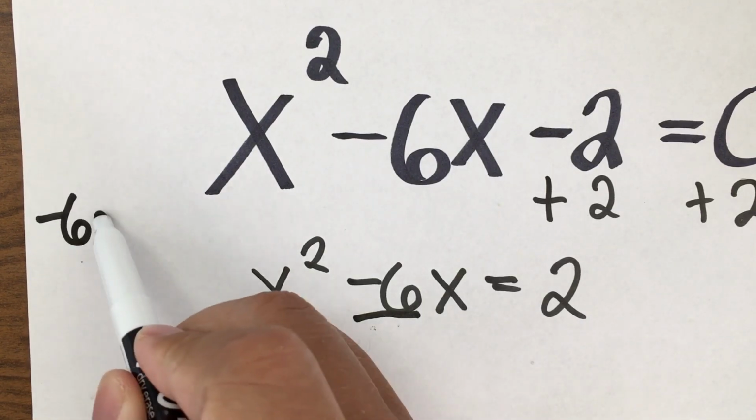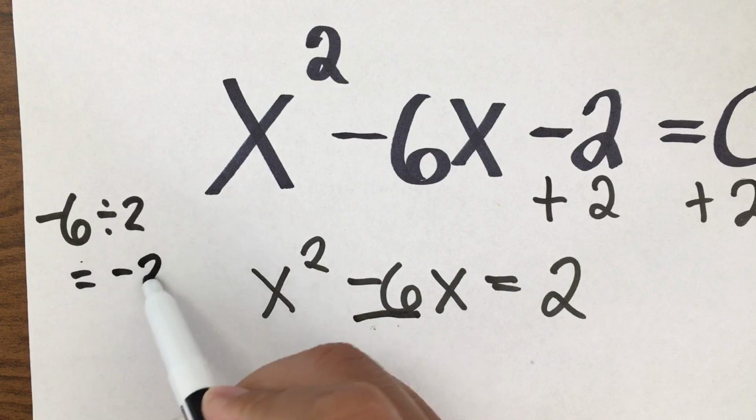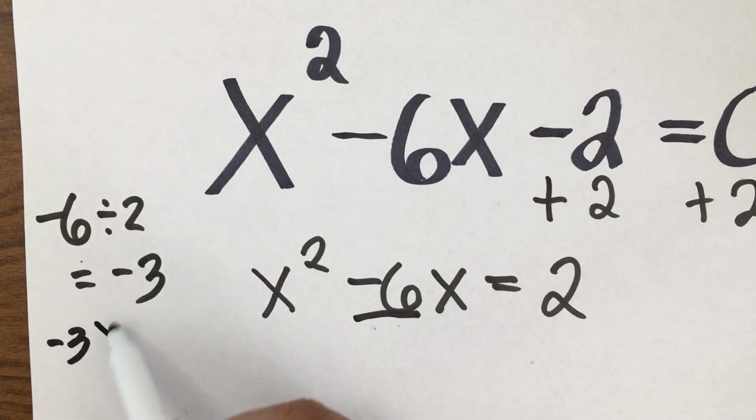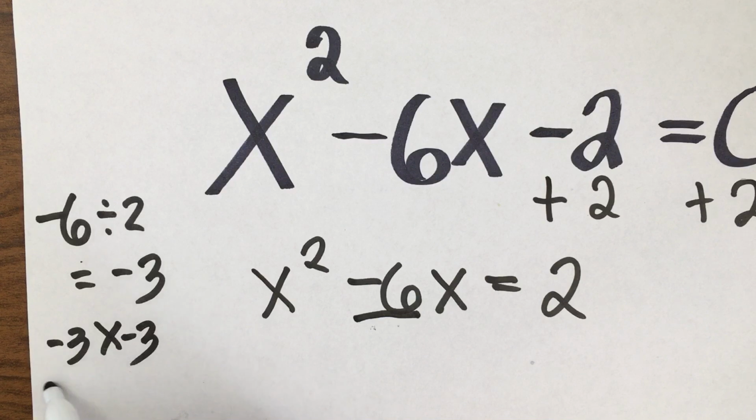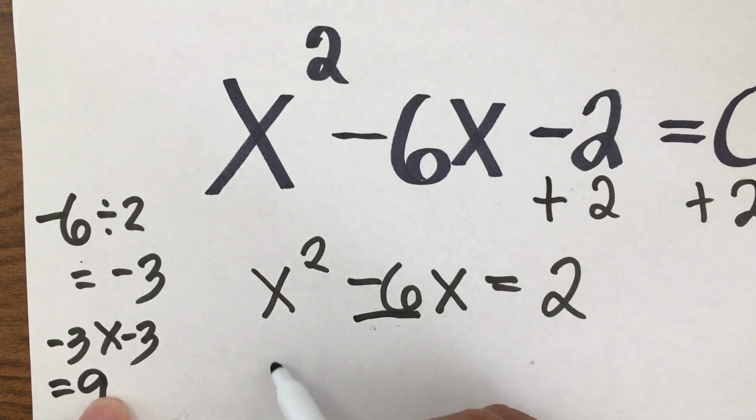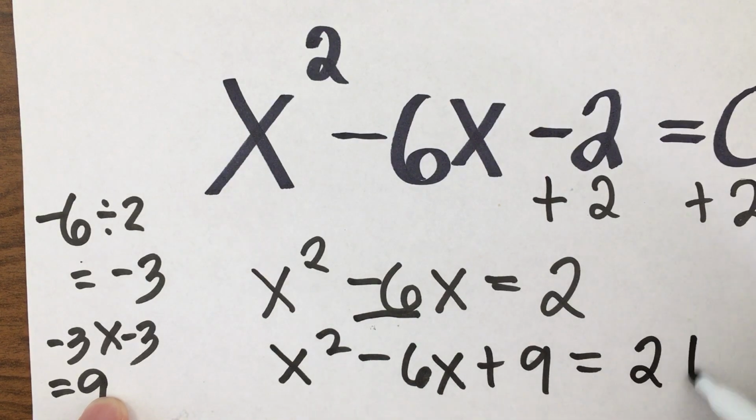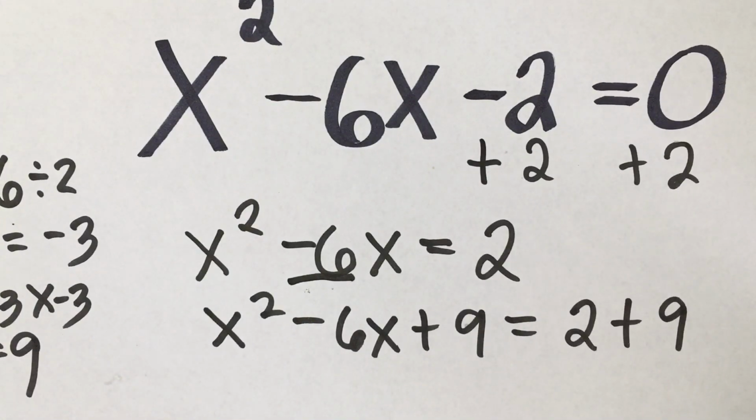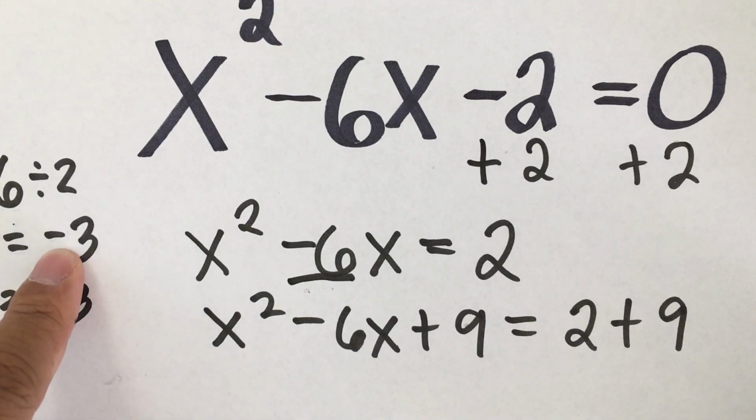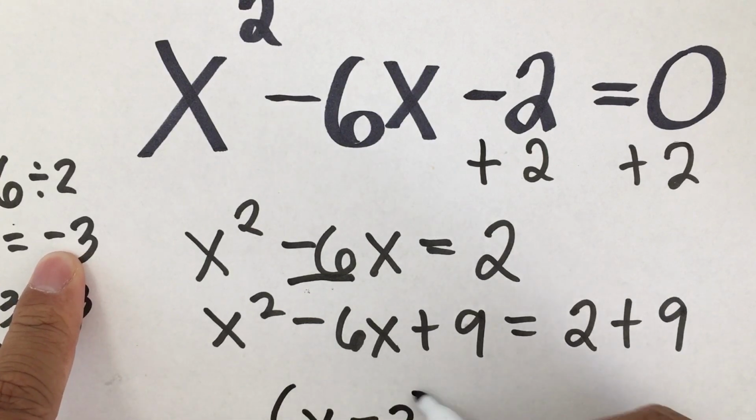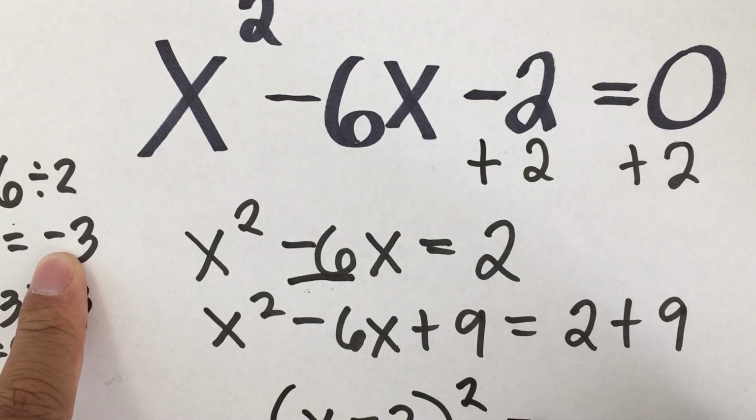So negative 6 divided by 2 is equal to negative 3. And then you multiply negative 3 by itself. Negative 3 times negative 3 is equal to 9. Negative times negative is equal to positive. So which means we're going to add 9 to both sides of the equation. x squared minus 6x plus 9 is equal to 2 plus 9. And then we can now write our equation. So the half from a while ago is negative 3. So you could do x minus 3 squared is equal to 2 plus 9, which is 11.